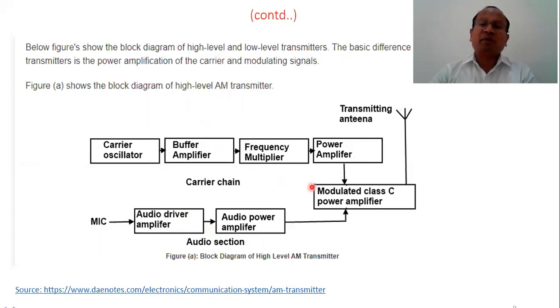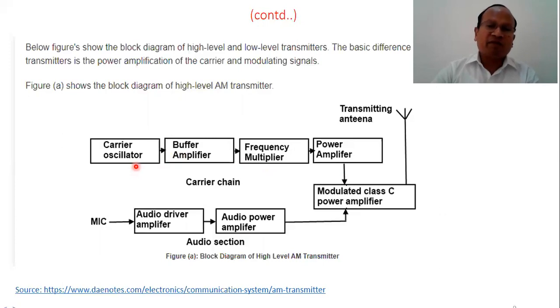You can see there are many amplifiers used: buffer amplifier, audio power amplifier, class C power amplifier. One can easily understand that several stages of power amplifiers are used just to raise the power level. It clearly means that the type of transmitter is a high level transmitter. This is a high level AM transmitter, where the carrier oscillator generates the carrier frequency.